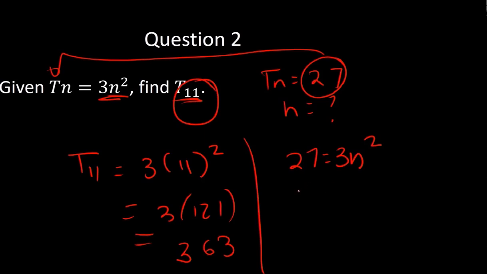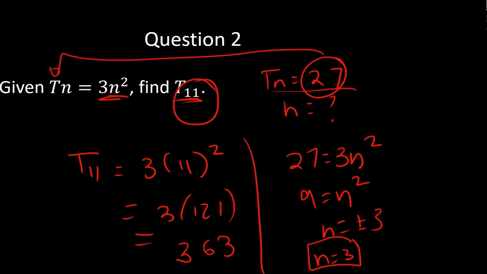So dividing both sides by 3, I'd get 9 is equal to n squared, and therefore n is equal to plus or minus 3. But remember, because we are dealing with a position, n is equal to 3 only. Okay, we do not accept negative values of n. So therefore, term 3 has a value of 27. All right. Hopefully you understand that. That's a very important difference that you need to understand in your head. What is n and what is Tn? n is the position of the term.